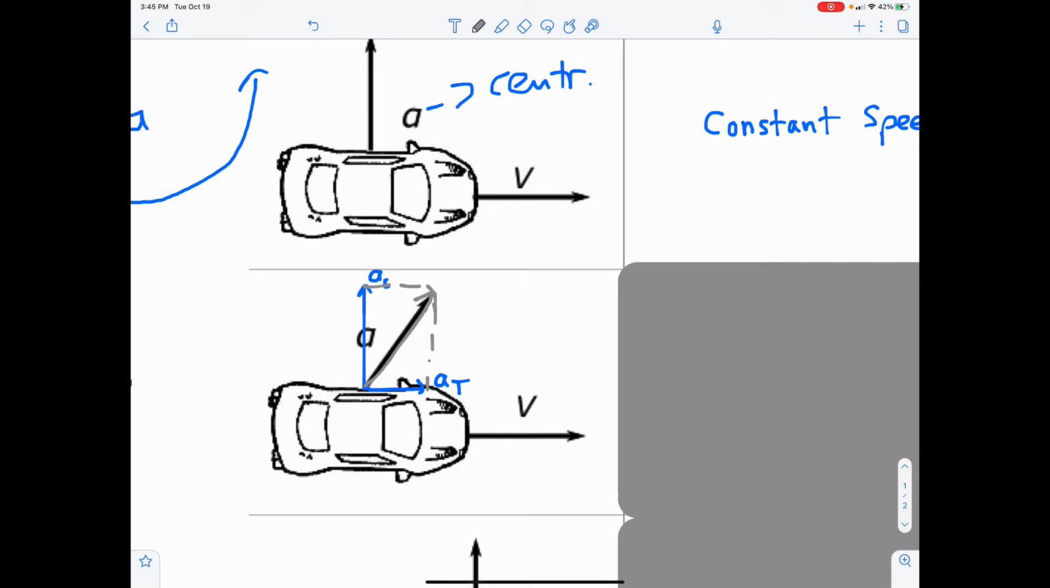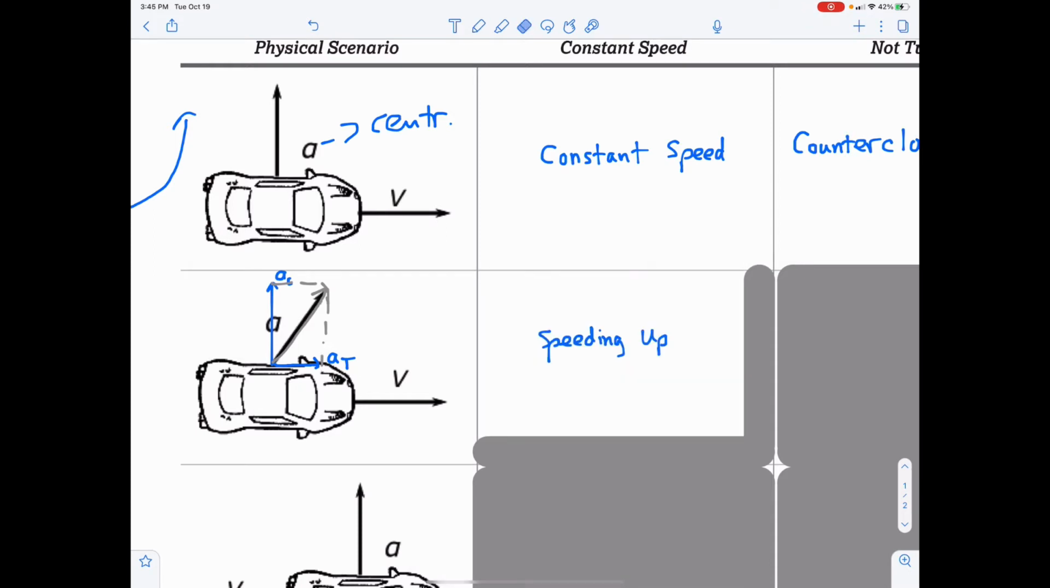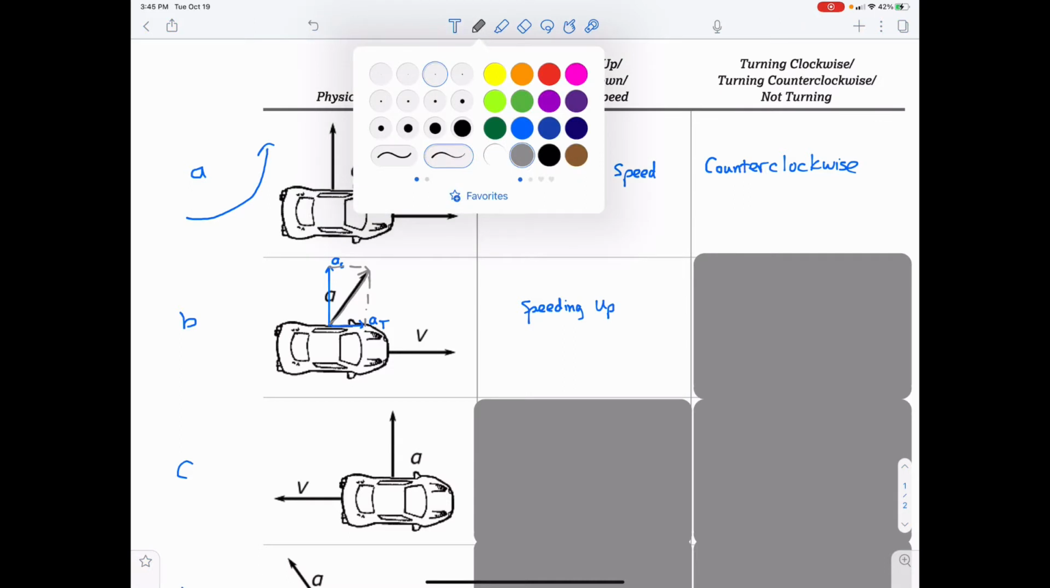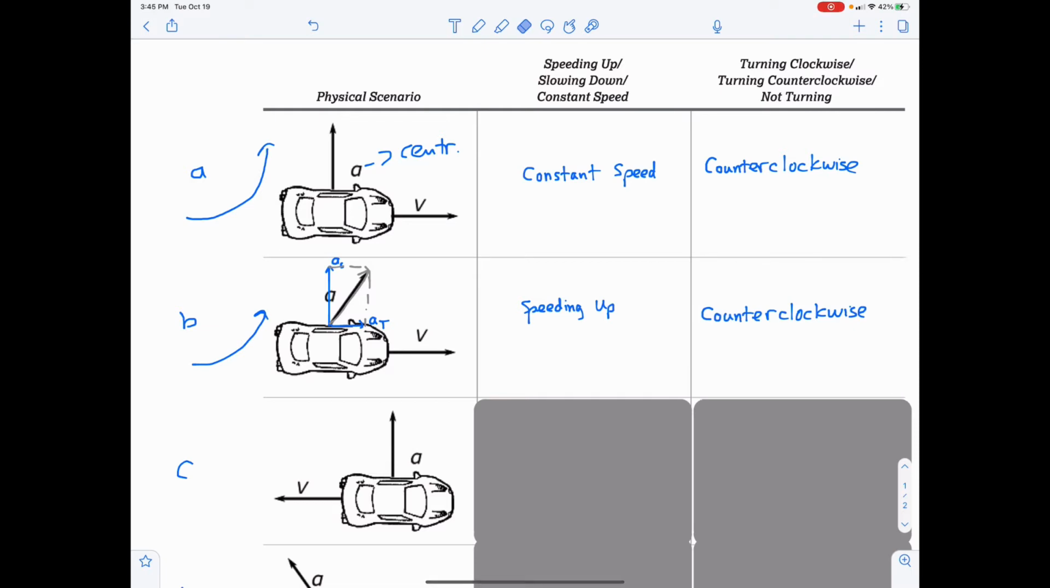Now, in order to achieve this, you have to have acceleration in the direction of motion. And what happens when we accelerate in the direction of motion? We speed up. Okay, and we'd still be curving to the left, so you'd still be moving counterclockwise.